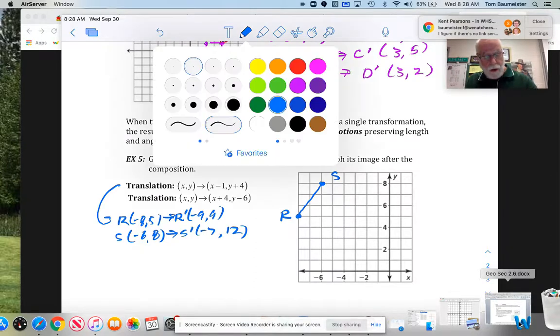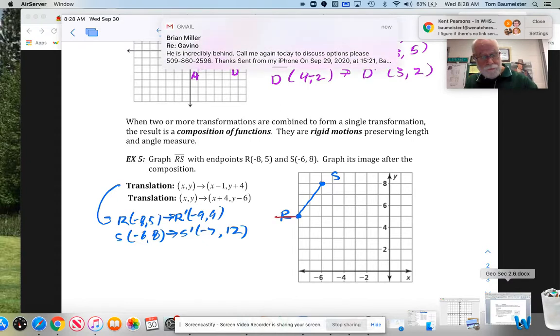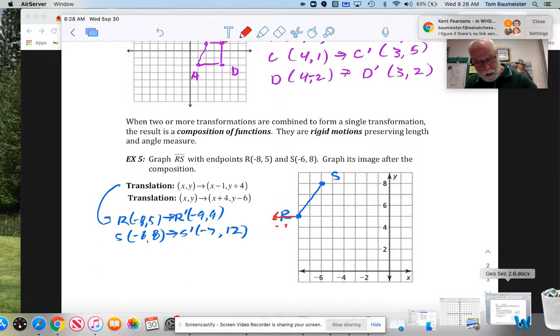So if we think about it on that one there, here's where I kind of realized I chose the wrong graph. I would be going this way, negative 1, and then I would be going up 4. So our new R prime would be here. But since we're doing 2 of them, it just needs the last one. A lot of times until you get used to it, I would go ahead and make my R prime and S prime, all right, until you get more comfortable with it.